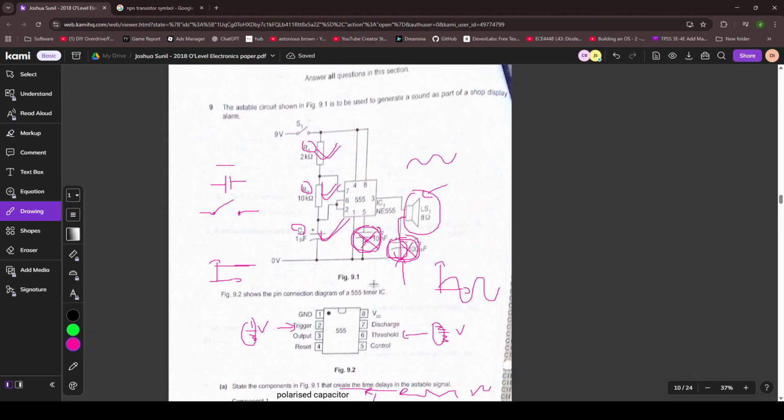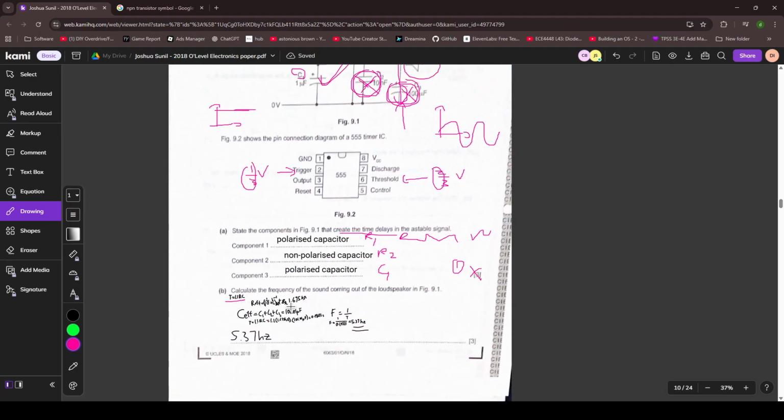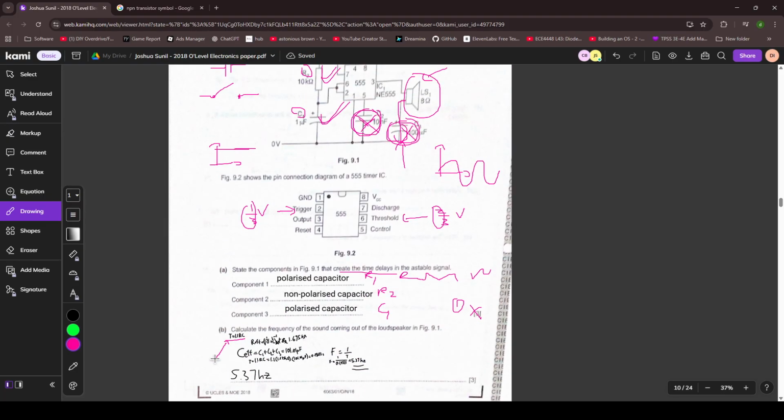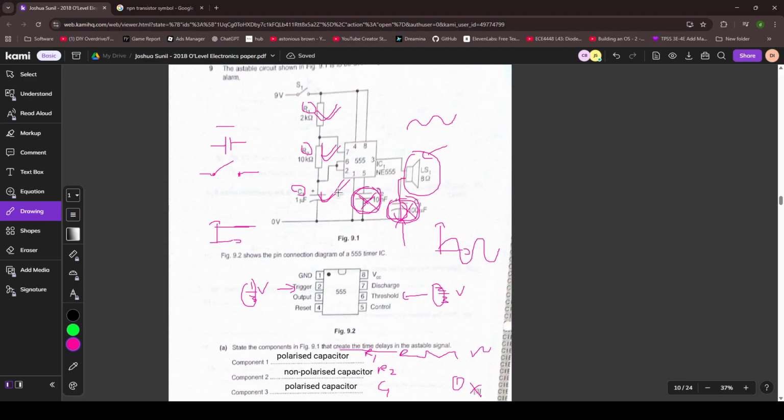Oh, you used the wrong equation, bro. This equation that finds period is for monostable. This is astable. So this is the wrong equation.